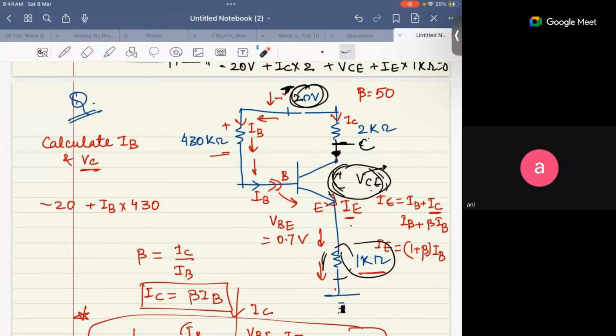And then also see why you can't use it. Here the current is different, and here the current is different. Here you have just IC, here you have IC plus IB. So some current is coming from IB also. Okay?